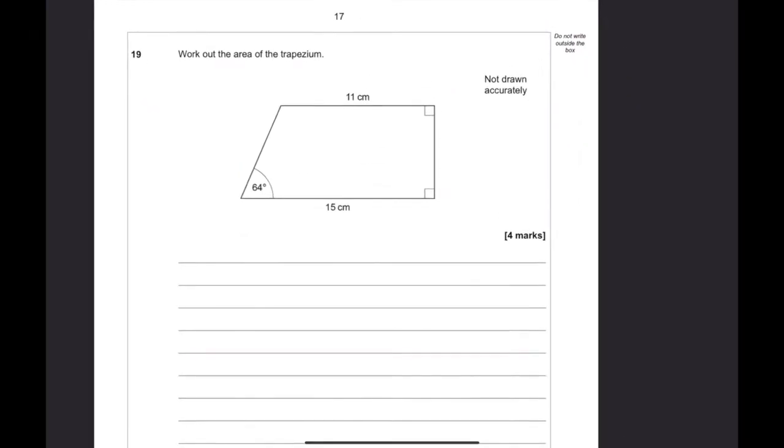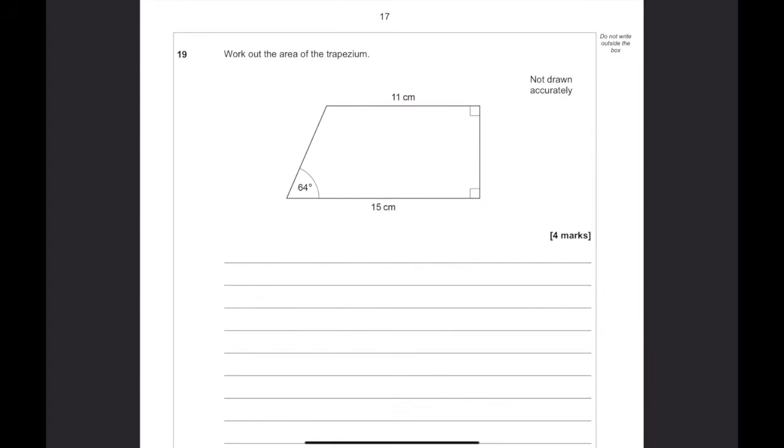Work out the area of the trapezium. So what we can do here to work out the height is create a right angle triangle like this. And if this is 11, then we know this one has to be 4 to make it up to 15. And we want to work out this length here, which will be our height.